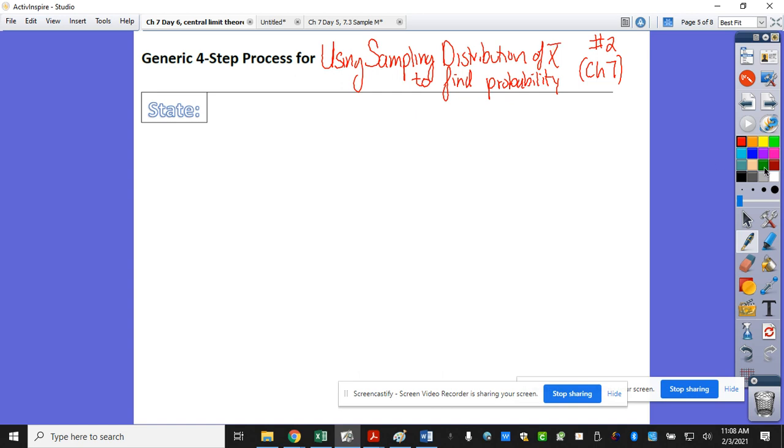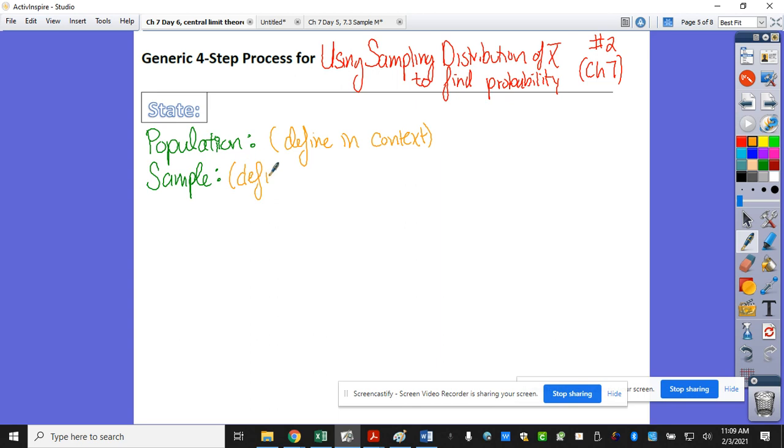All right, so state. We're going to start with what? Population. And all I'm going to write beside that is finding context. The second thing I'm going to write is sample. I also want to find context.